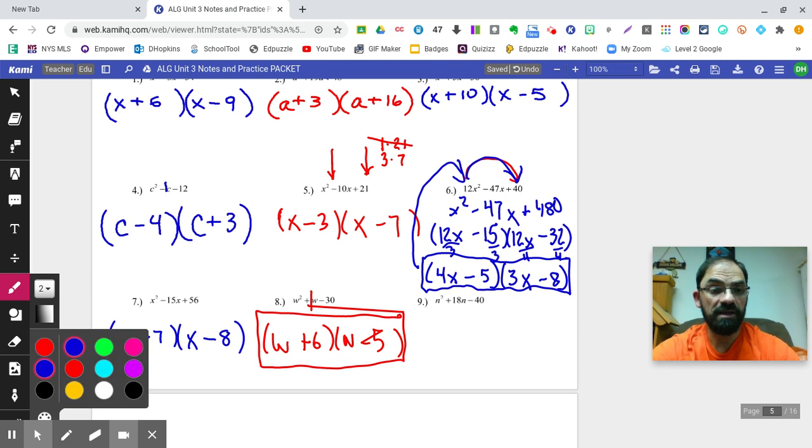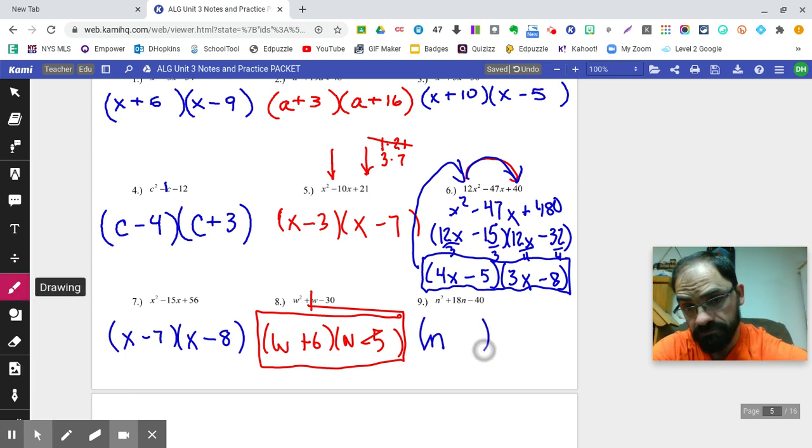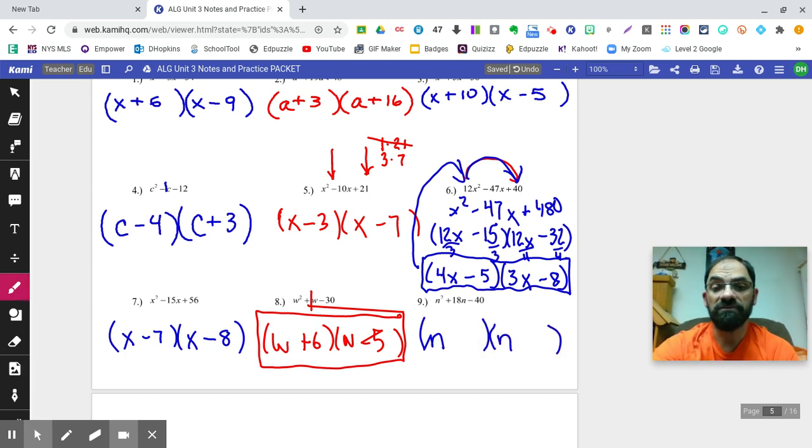And the last one. Factors of negative 40 that add to get 18. 2 and 20. 2 times 20 equals 40. So with 2 and 20, how can I come up with positive 18? Positive 20, negative 2. They add to get 18. They multiply to get negative 40.